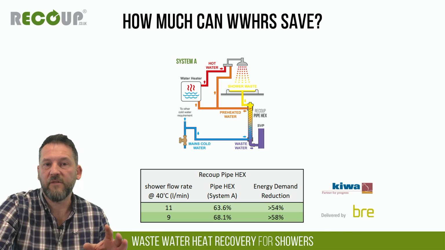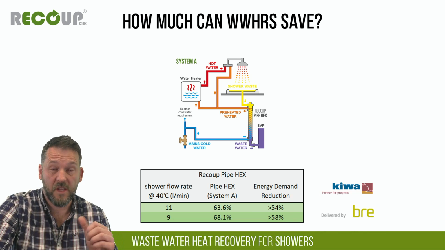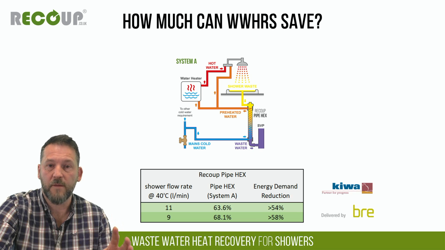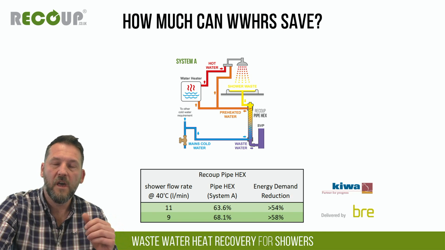So at 11 litres per minute, on System A, the heat recovery efficiency is 63.6%. The energy demand reduction, in terms of hot water reduction and less energy at the boiler side, is around 54% reduction in the amount of energy required per shower, and at 9 litres per minute, that's around 58%.